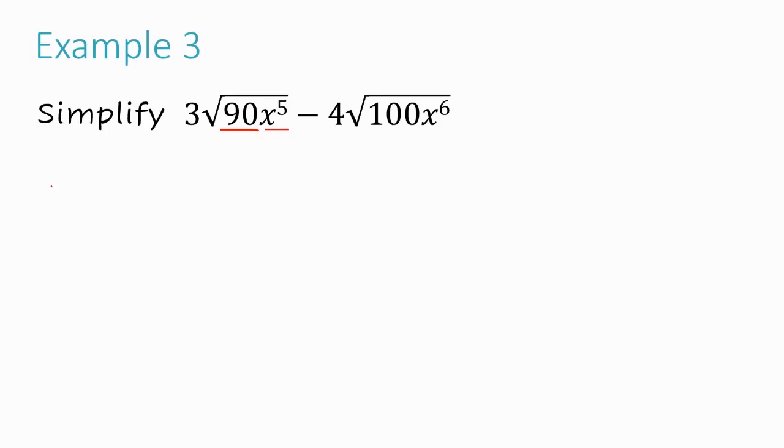So if I have 90, I know I can break that down into 9 times 10. Ooh, 9's a perfect square. I like that, right? Because I know if I just leave the 9 under the radical by itself, I can pull out a 3, right? Because that means 3 times 3. So it's kind of like I get to skip a step if I want. And then 10 breaks down into 2 times 5.